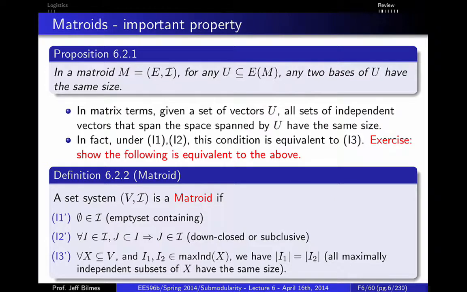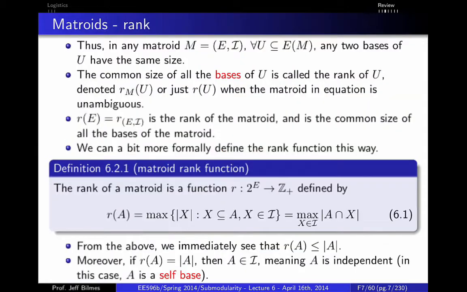We saw that matroids are such that all maximally independent sets have the same size. So if you have any arbitrary set X, then all bases of X have the same size. Because of that, it's valid to talk about the rank function, namely either the rank of a matroid or the rank of a set. And the rank of a set is basically the size of the maximally independent set contained within the set X.